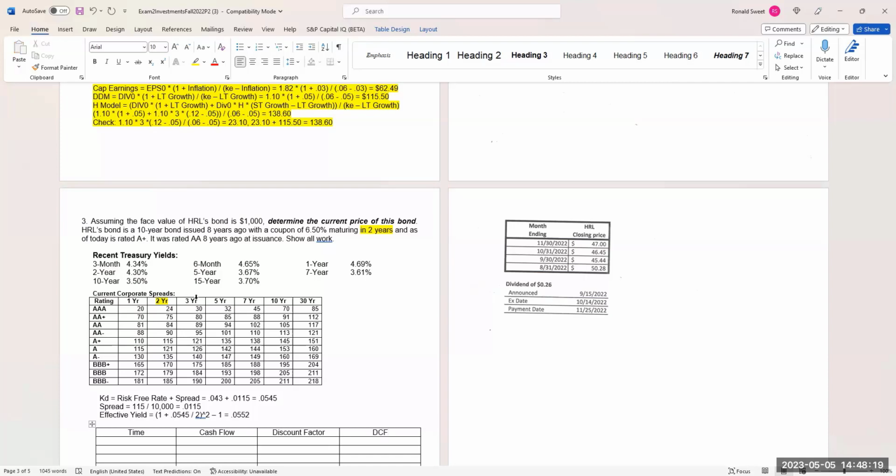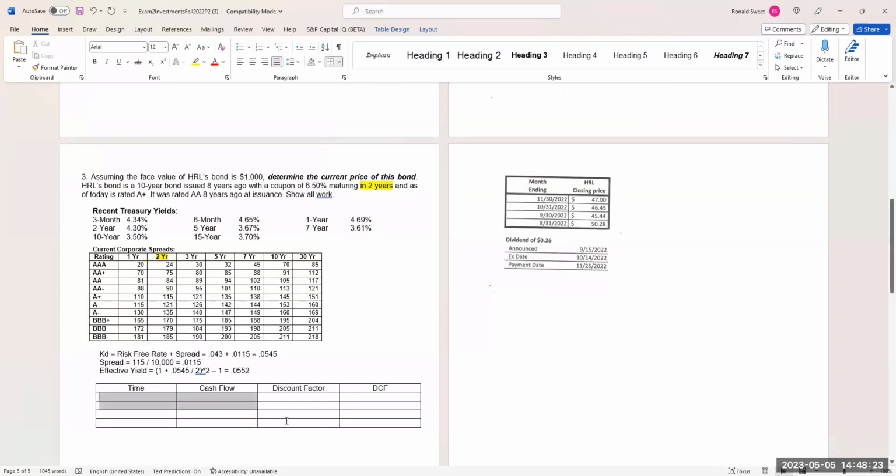Time is going to be six months from now, which is 0.5, 1 year from now, a year and a half from now, and 2 years, because they pay every 6 months. Our cash flows, pretty straightforward.